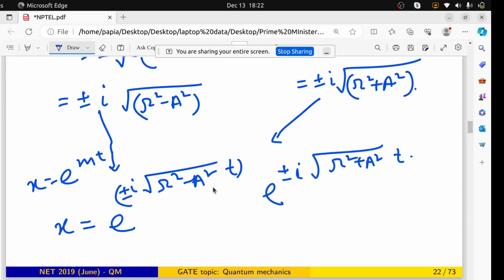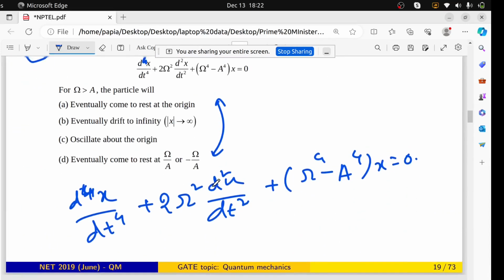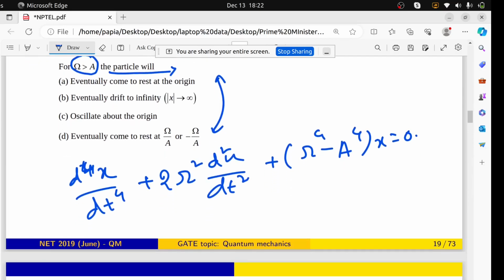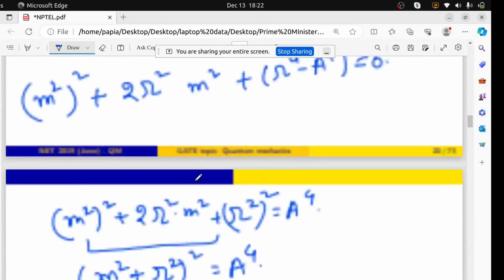Now we can see one thing. What are they asking? They are asking that for ω greater than a, how will the particle behave? Eventually come to rest at the origin, eventually drift to infinity, oscillate about the origin, or eventually come to rest at ω by a or minus ω by a. So I am just telling the last one first. Come to rest means x will be 0.